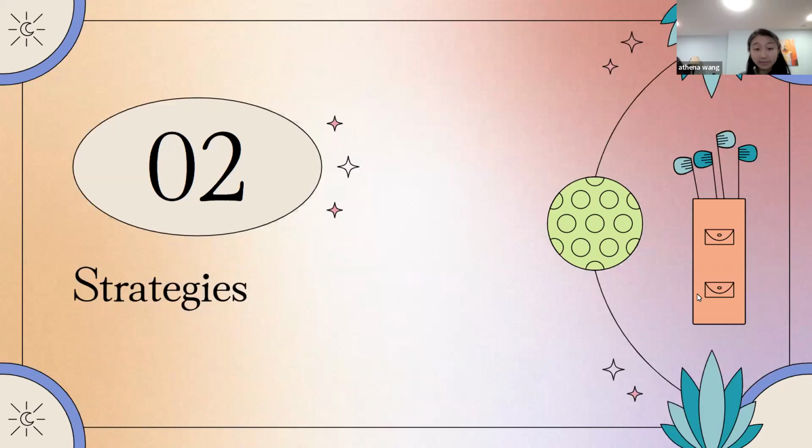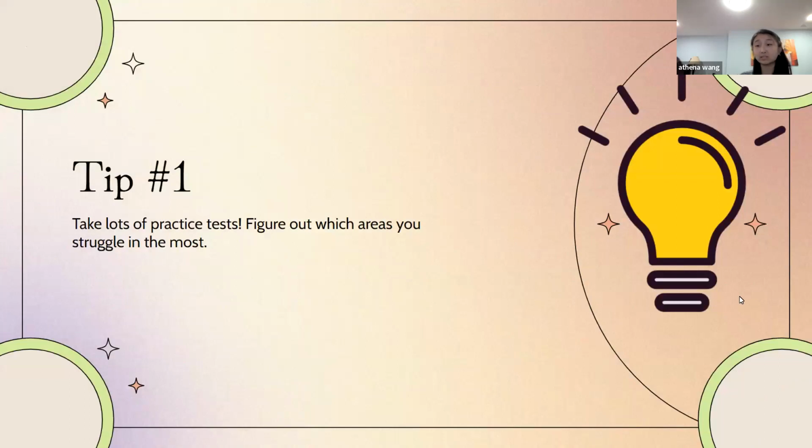Okay, so now we're officially moving on to my strategies. These are going to come in forms of small tips. Tip number 1, take lots of practice tests because that would really help. It will help you determine which areas you struggle in most and how much time you take for each section, and what you need to do in order to get faster or get more accurate. And so you can gauge where you are on your SAT score right now.